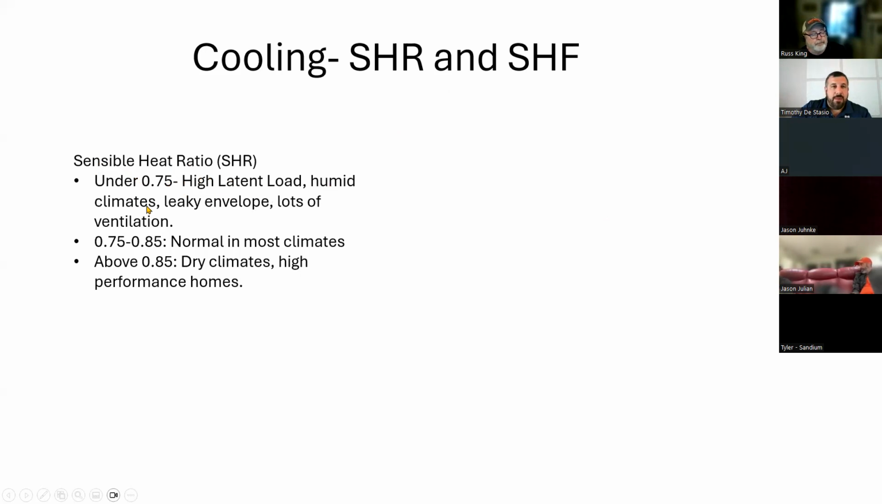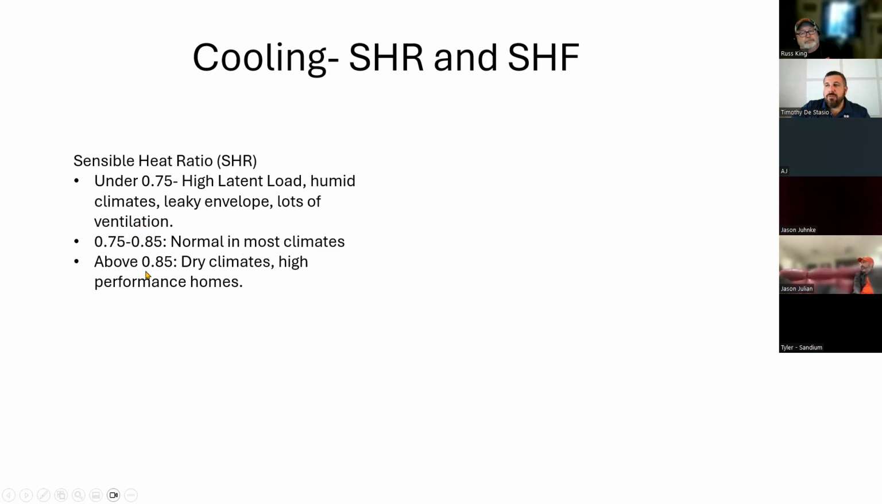Maybe we're in a humid climate, maybe our envelope leaks, maybe the house is ventilating a lot. Maybe they've got a lot of aquariums. Maybe they're growing a lot of marijuana in it. We don't know. But if we see a sensible heat ratio of under 0.75, there's a lot of latent load. And that, to me, flips a light on that says, okay, I've got to make sure I meet that latent load. If we see it between 0.75 and 0.85, that's pretty normal.